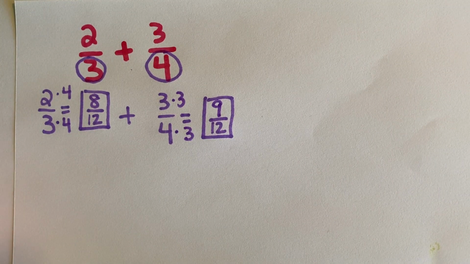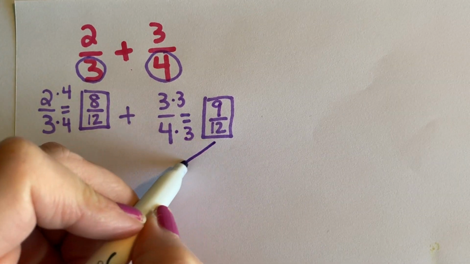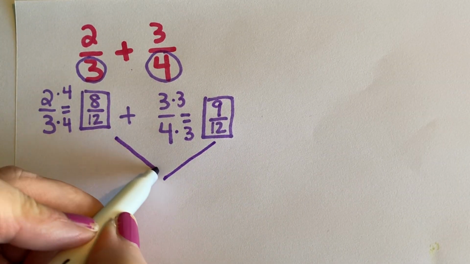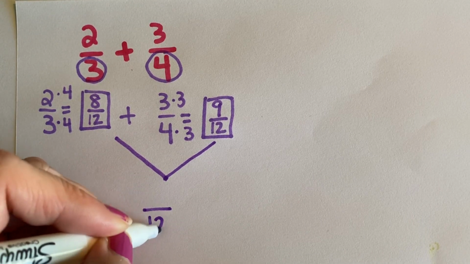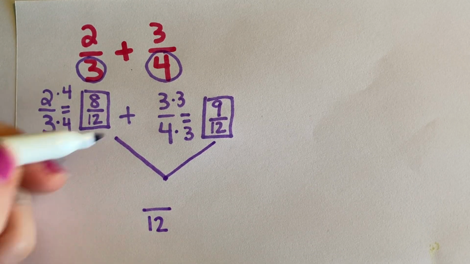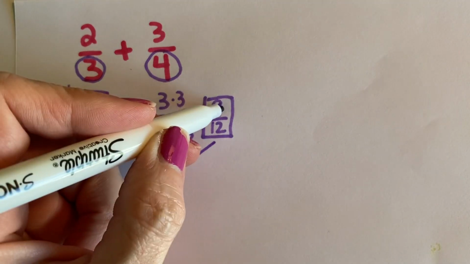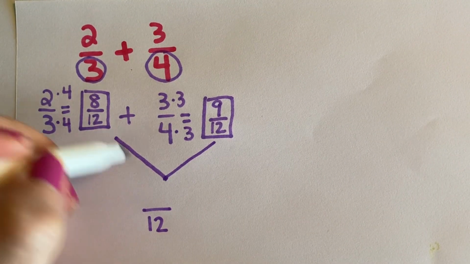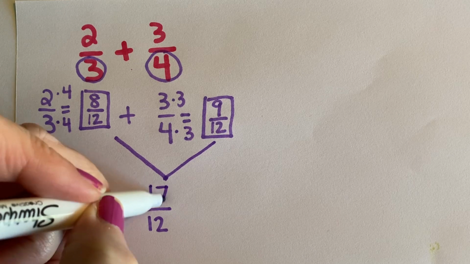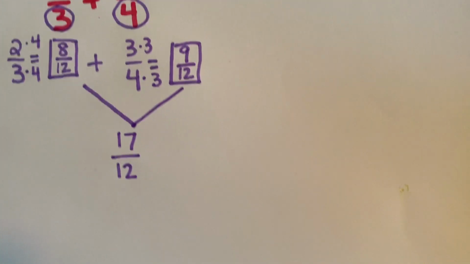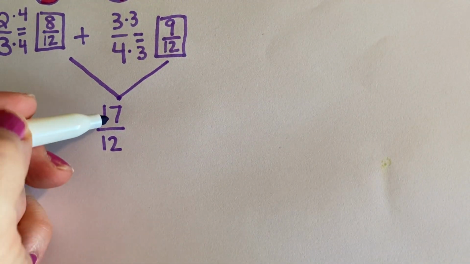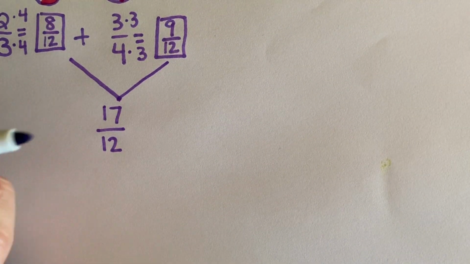Now to finish this problem, all we have to do is take the two fractions in the boxes and add them together. We know our denominator will be 12. That's the whole reason we made it. 8 plus 9 is how we're going to get our numerator. So 8 plus 9 is 17. And there's our answer. The only problem is the answer is improper, and we don't want to leave improper fractions.